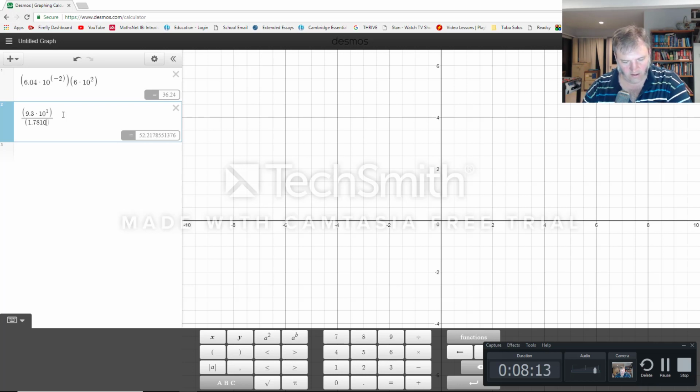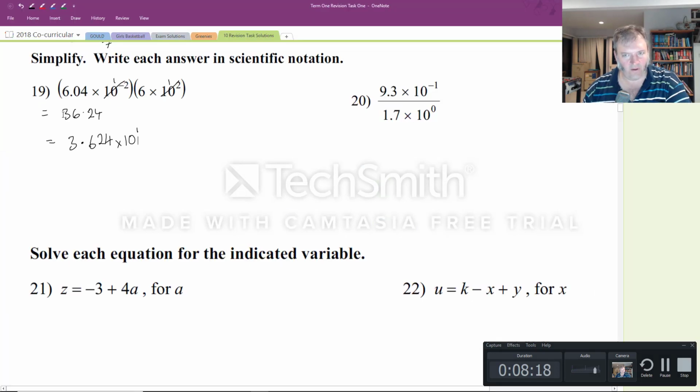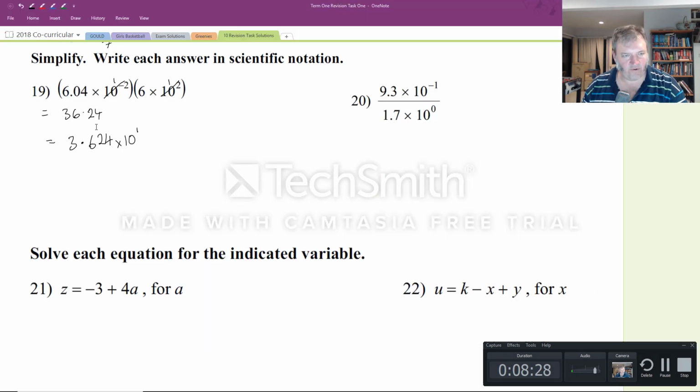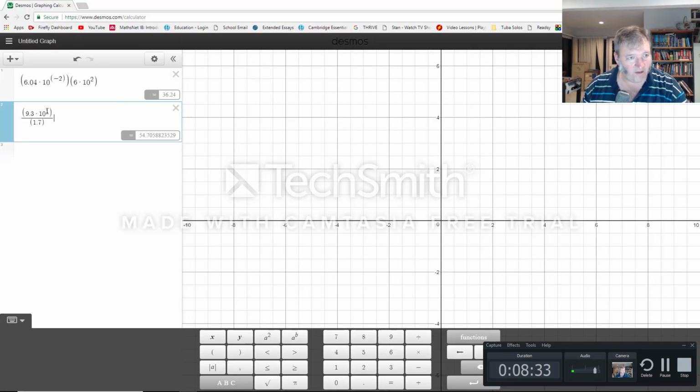times 10 to the 0. Well, I'm not going to type that in. 10 to the 0 is 1. You know that. So just divide that by 1.7. I've got 54.7. And so that's going to be 5.47 times 10 to the power of 1. Oh, except did I have negative 1 up there? I had positive 1.